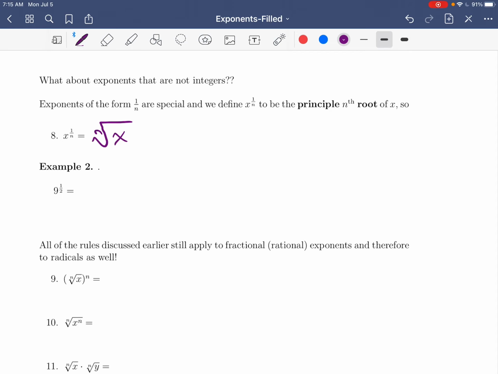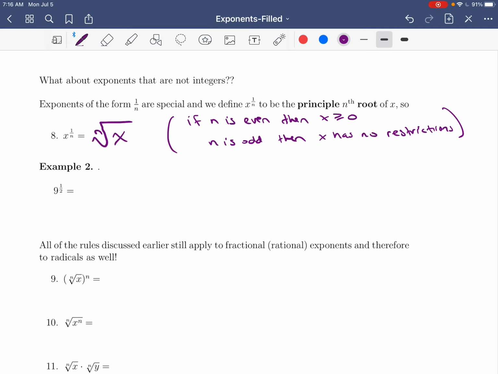Okay, now we want to be careful. If n is even, then x has to be bigger than or equal to 0. Okay, but if n is odd, then x can be anything. Maybe I'll say x has no restrictions. Okay, so if n is, say, 2, 2 is the one we're most familiar with. That would be the square root. We know that we can't take the square root of a negative number. Okay, so that works for all even roots.